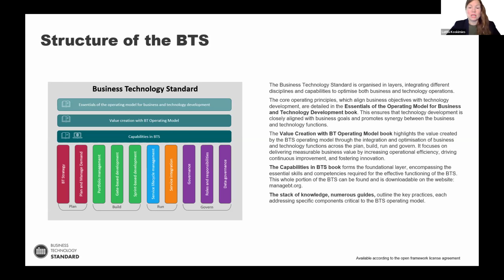This altogether is called the stack of knowledge, encompassing the numerous guides. So maybe this helps to understand what there is when we talk about the business technology standard. So there are the capabilities which are freely available for anyone online at any time, and then additional materials that can be acquired via trainings, for example.